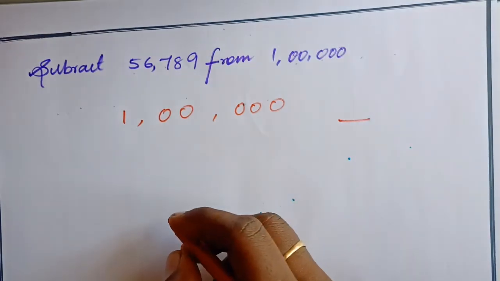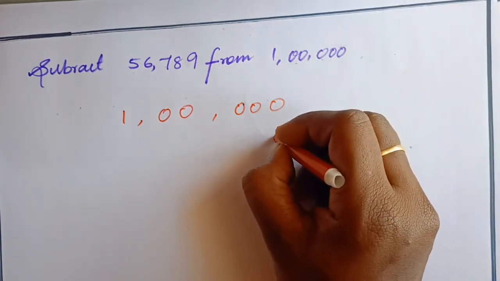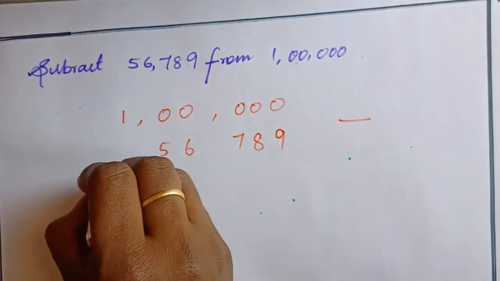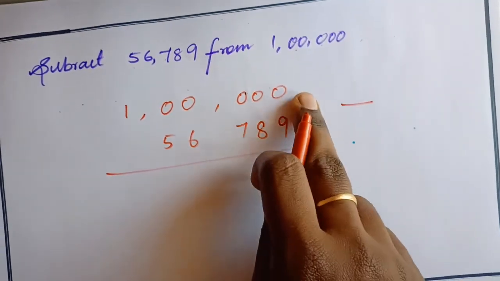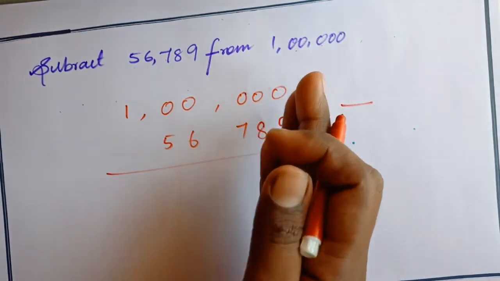Minus. What is the next number? Write it from your right to left: 9, 8, 7, 6, 5. Just subtract this. Here also 0. Start with 0. We can't subtract 0 minus 10. So what do you want to do? Borrow from the neighbor.